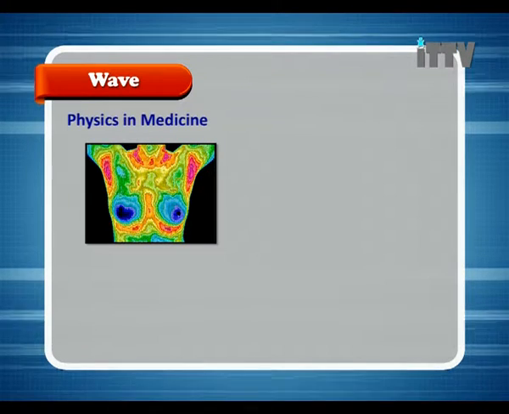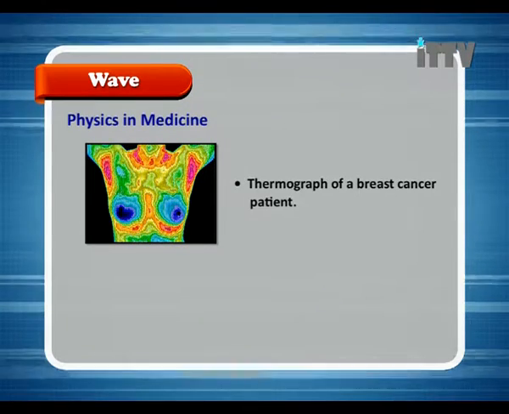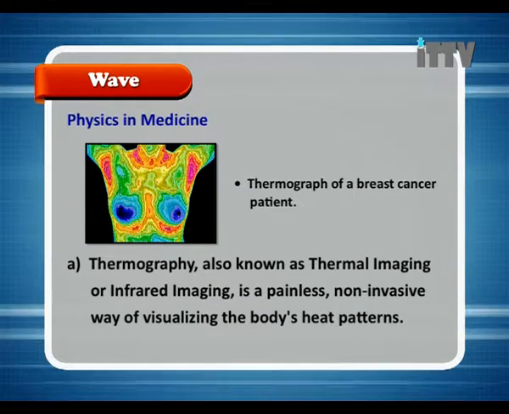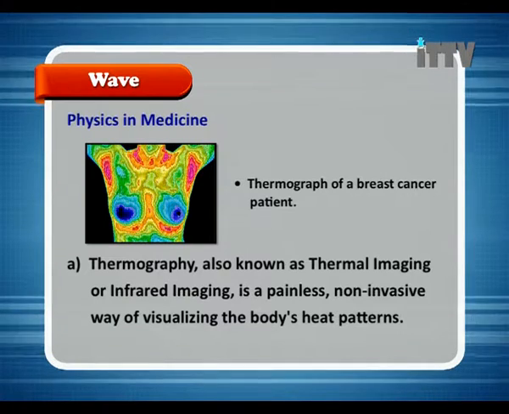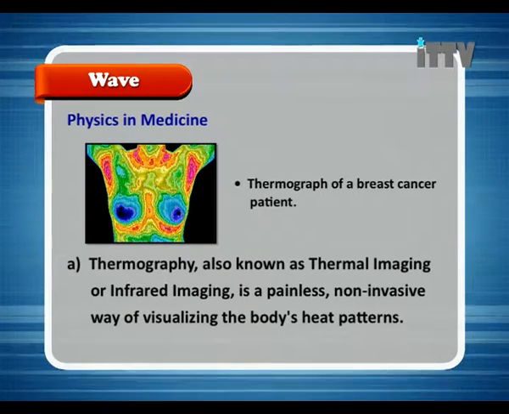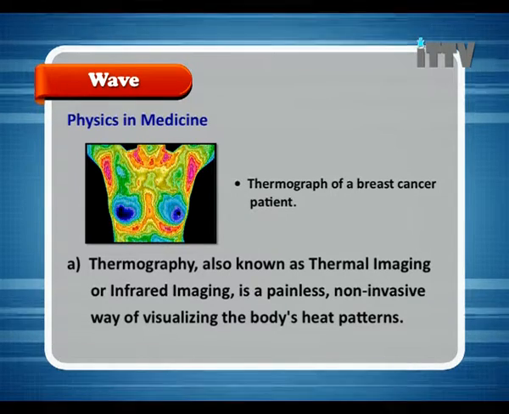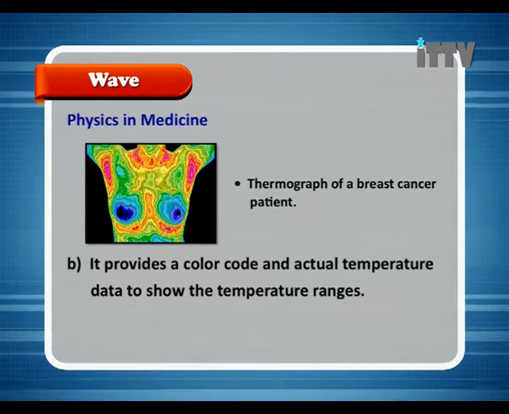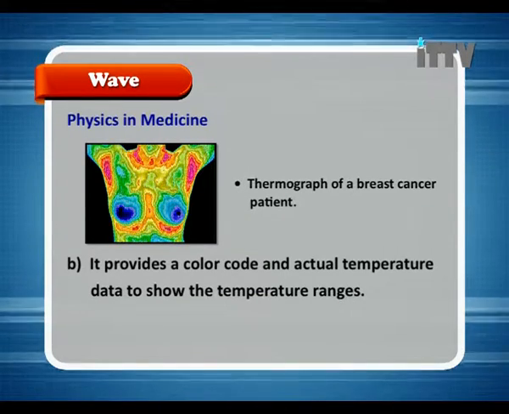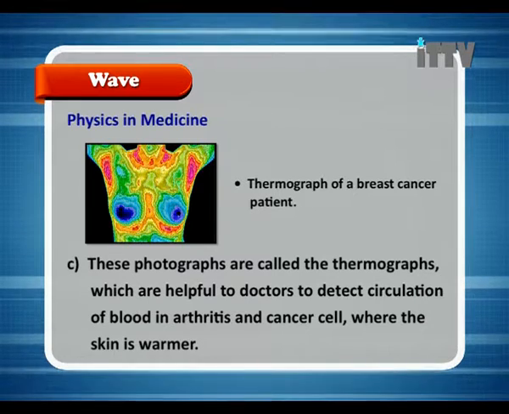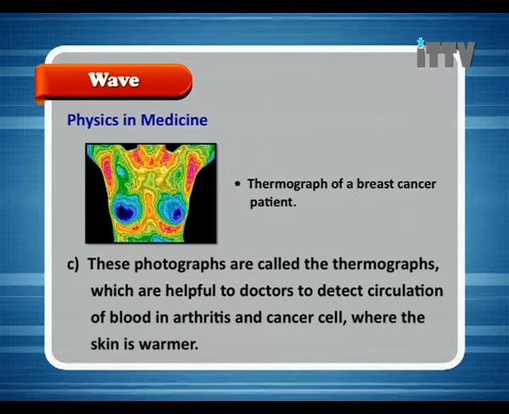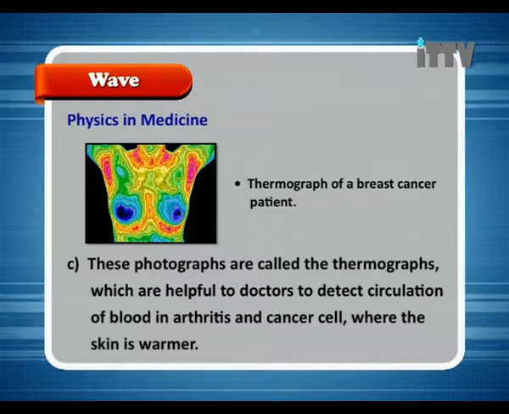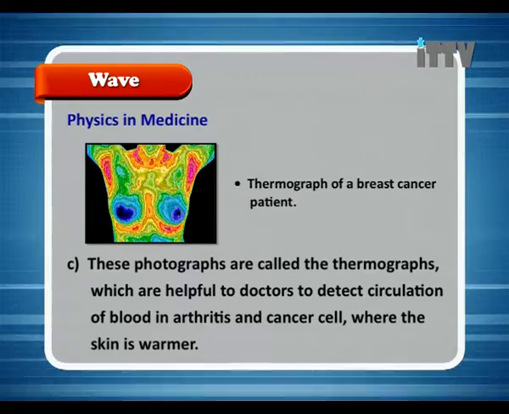Physics in medicine. Thermograph of a breast cancer patient. Thermography, also known as thermal imaging or infrared imaging, is a painless, non-invasive way of visualizing the body's heat patterns. It provides a color code and actual temperature data to show the temperature ranges. These photographs are called thermographs, which are helpful to doctors to detect circulation of blood in arthritis and cancer cells, where the skin is warmer.